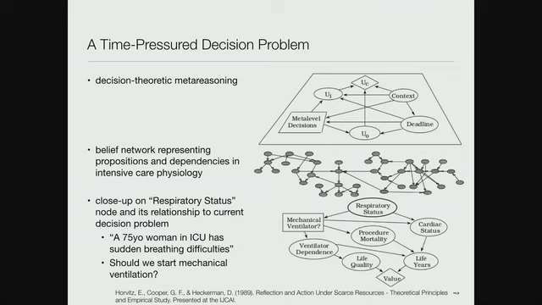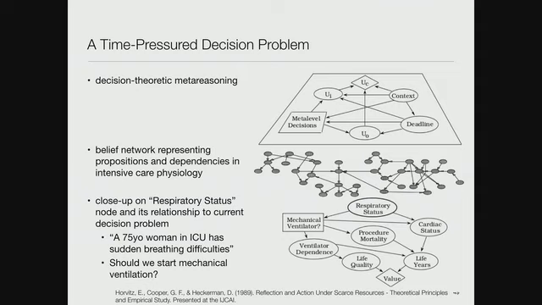So he gives an example of a time-pressured decision problem where you have a patient, a 75-year-old woman in the ICU, and she develops sudden breathing difficulties. Okay, so what do you do? Well, it's a challenge, right? You could be very deliberative, but the problem is that she may die because she's not breathing well.